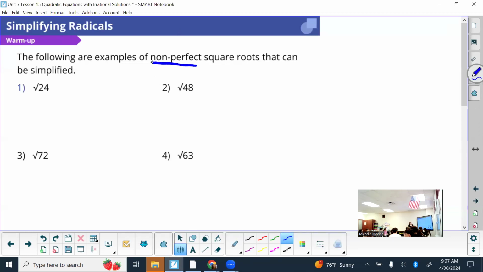So if you see on your tests or anything that says we want the irrational solution, it means it does not want the decimal rounded. It wants an exact solution. So usually like a fraction.